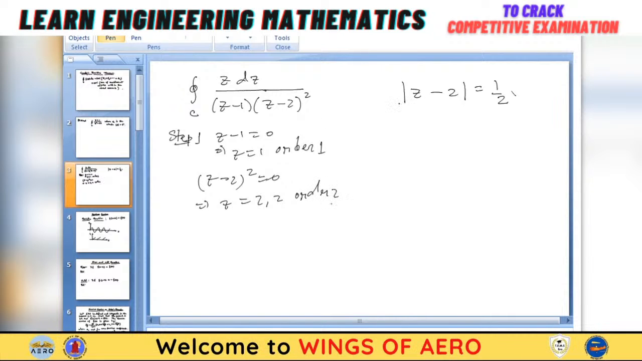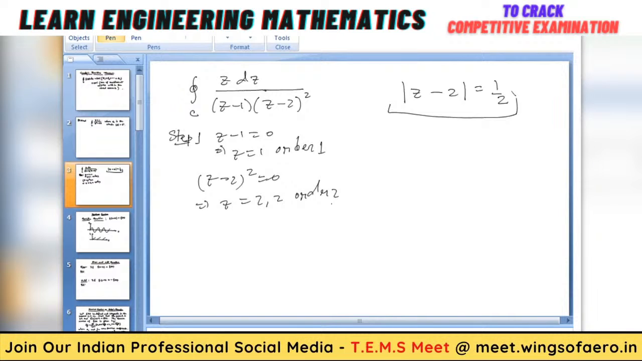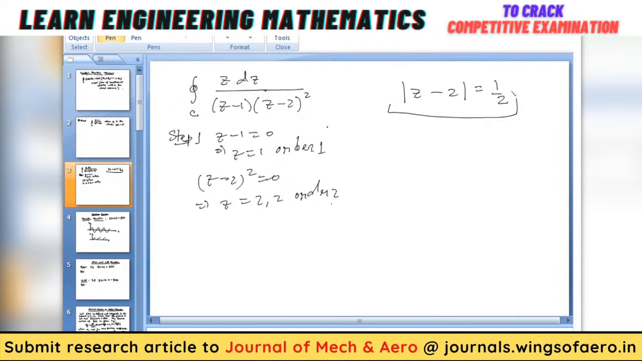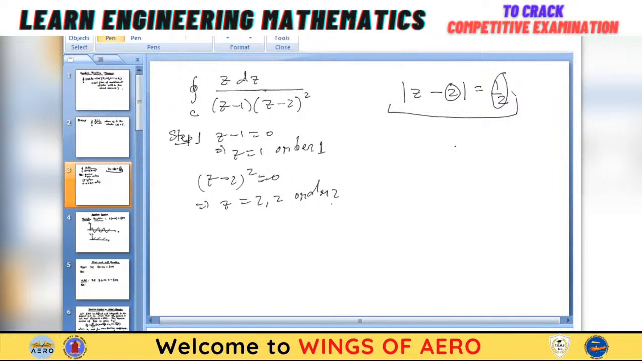Okay, now consider this circle. I already told you that any mod function, if any mod function is given to you, that is considered as a circle. Okay, and this is called the center of the circle, and this is called the radius of the circle. Then what is the center? 2 is the center and half is the radius.